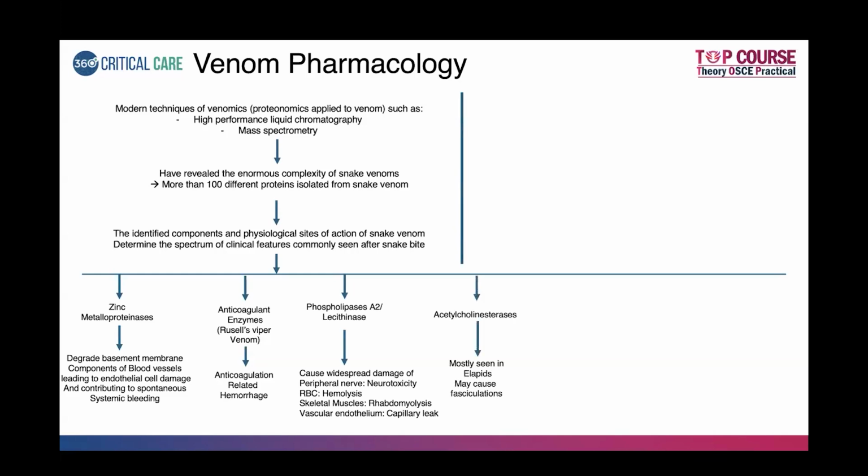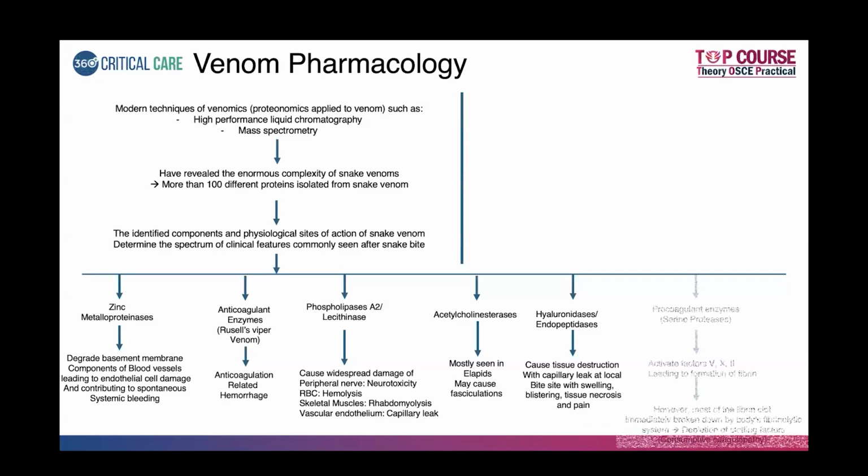Acetylcholinesterases, mostly seen in elapids, may cause fasciculations. Hyaluronidases and endopeptidases are usually associated with tissue destruction at the local site. So swelling, blistering, and tissue necrosis are all attributed to these two enzymes, that is, the hyaluronidases and the endopeptidases. Then you have the procoagulant enzymes like the serine proteases, which activate factors 5, 10, and 2, leading to the formation of fibrin. Because of the intact coagulation system in the body, most of the fibrin clot gets immediately broken down by the fibrinolytic system. So ultimately, a consumptive coagulopathy occurs.